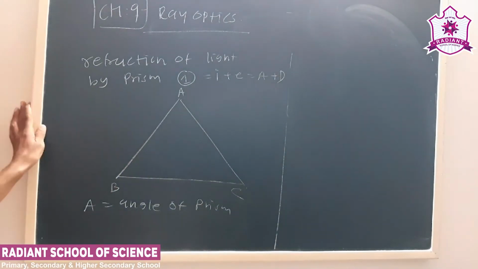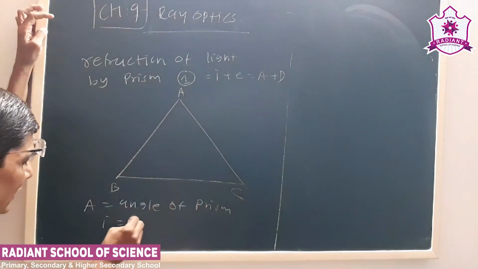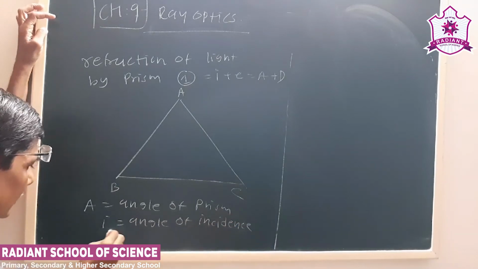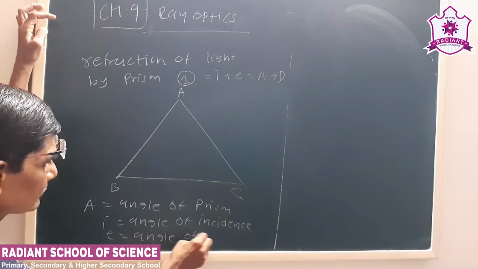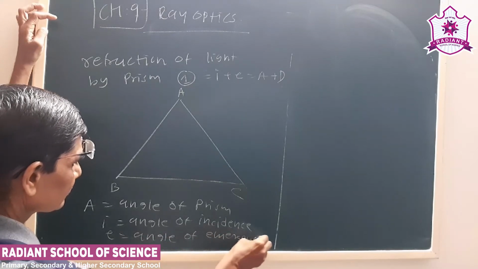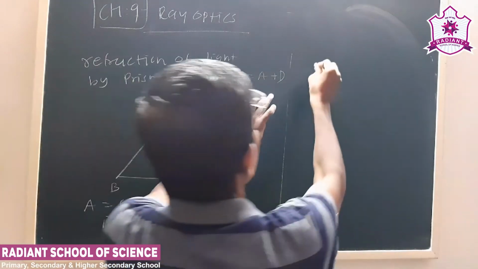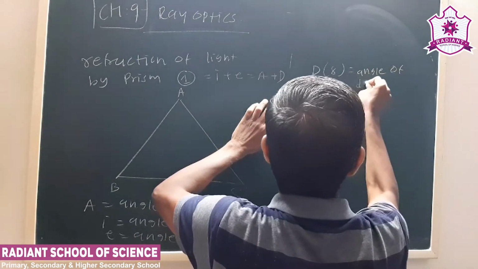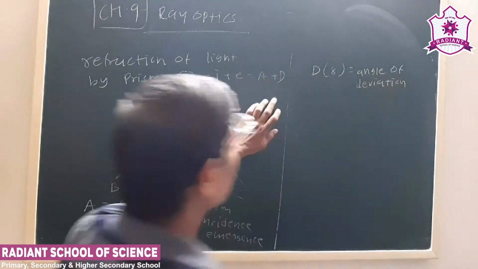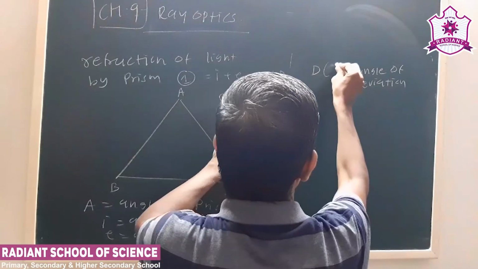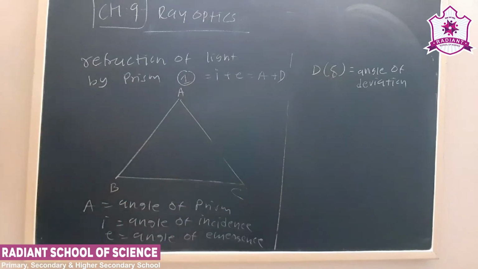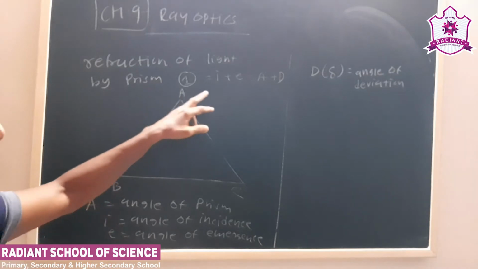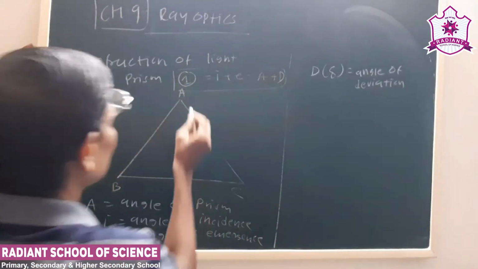Okay, now see, what is the terminology that we have to see? I is angle of incidence, E is angle of emergence, A is angle of prism, and D, sometimes they show by delta, that is angle of deviation. Okay, see, we have to prove I plus E is equal to A plus D, or delta is again a Greek symbol that you are familiar with. So first we have to prove that I plus E is equal to A plus delta or D. See, this can be asked in a 2-mark question.